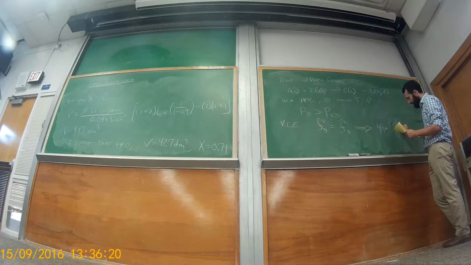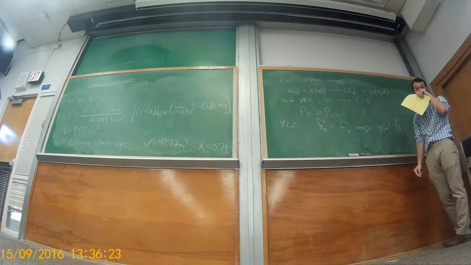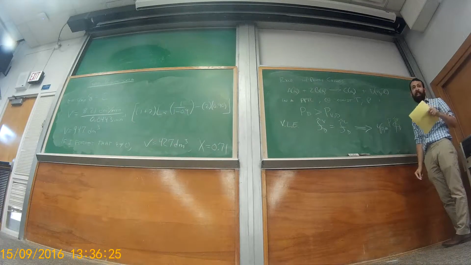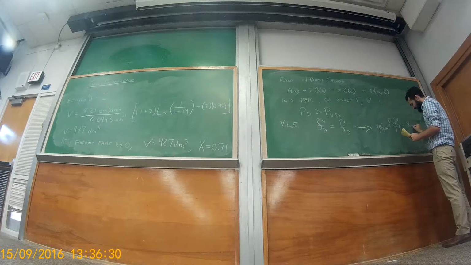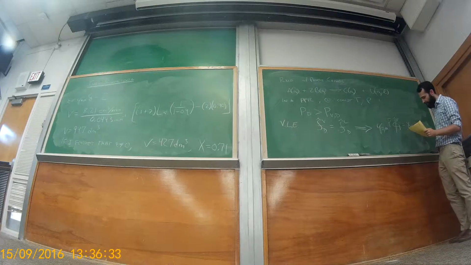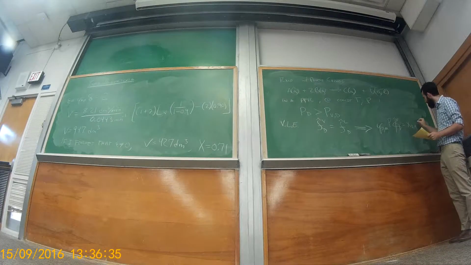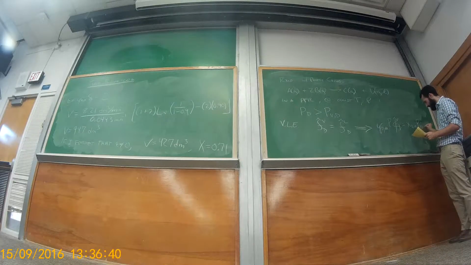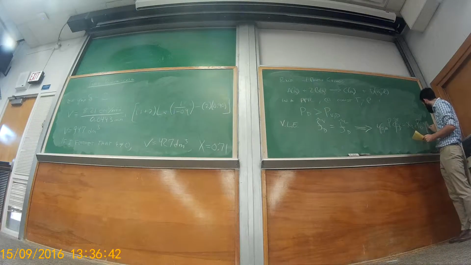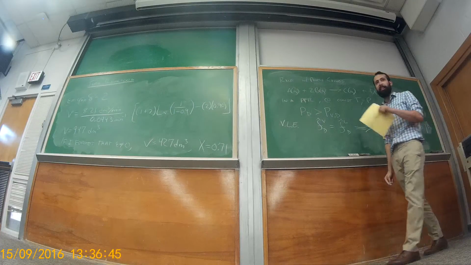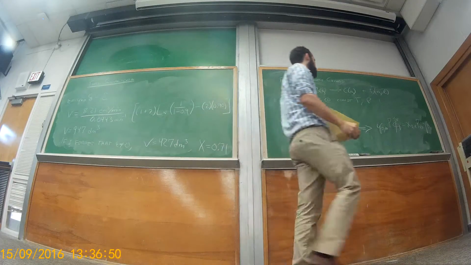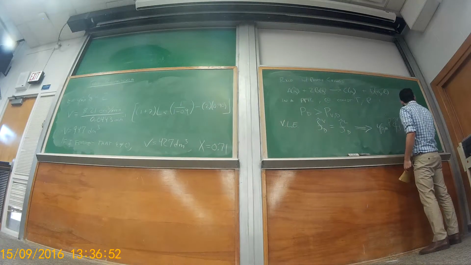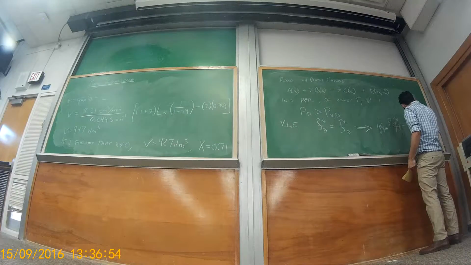What's this? Fugacity coefficient. The mole fraction now in the liquid, so we switch to x, times the saturation pressure of D, and gamma D. What's gamma? The activity coefficient. All right. VLE.